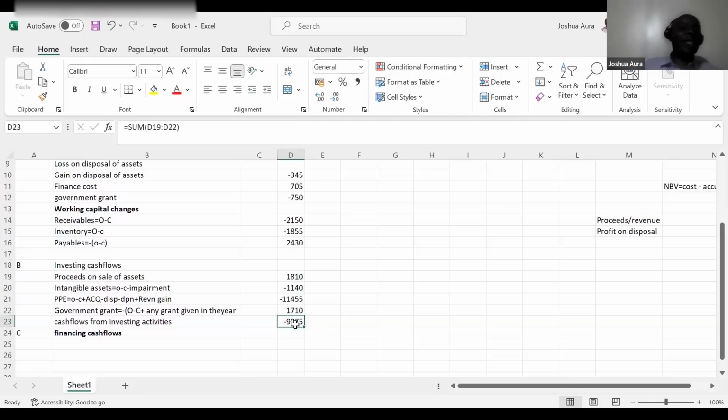This is 1,710 like that. Here I would want us to argue a little bit. It's always important to argue a little bit. And you can always master this: for government grants, when you take a government grant figure to the income statement as income, it means that your liability for the government grant is reducing. So you subtract, don't add.